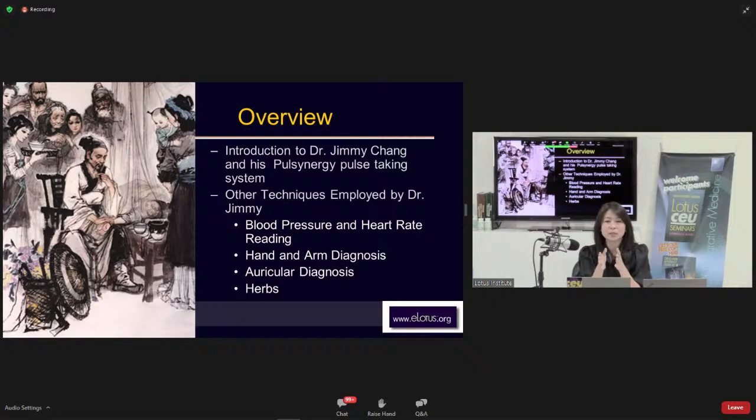And then a little bit of herbs at the end, Dr. Chang's favorite formulas to use. So you have an idea, a broad overview of what his treatment style is like and what he does in the clinic. Okay.